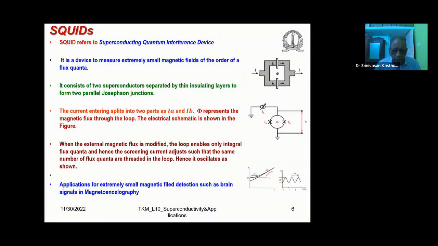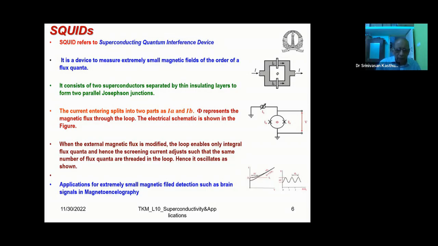Here I think whatever I told you is discussed, and I'll just read it through. A SQUID refers to a superconducting quantum interference device. It measures extremely small magnetic fields of the order of flux quanta. It consists of two superconductors separated by a thin insulating layer, and that forms two parallel Josephson junctions. The current enters and splits into two parts, because there are two arms of the loop. Let us say I_A and I_B. There is a certain magnetic flux inside the loop. Let's say that flux is called phi.